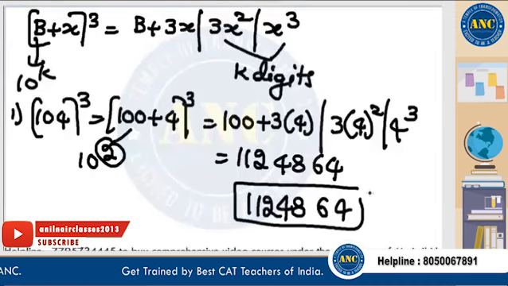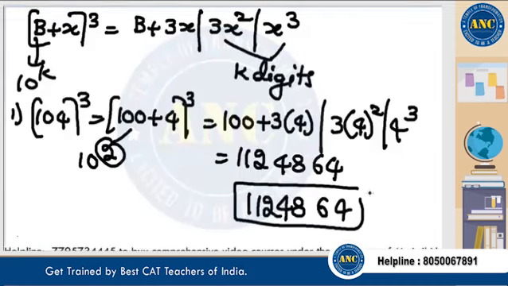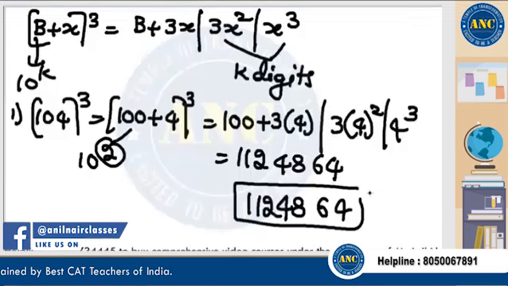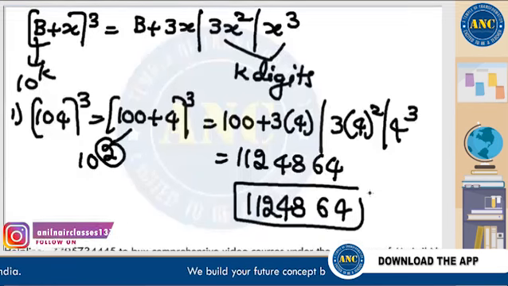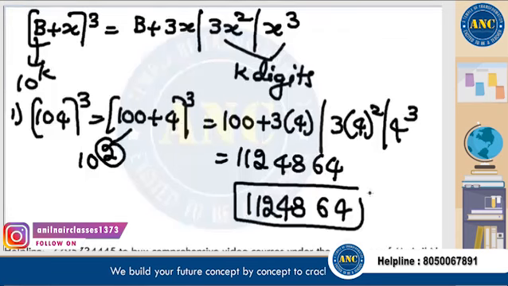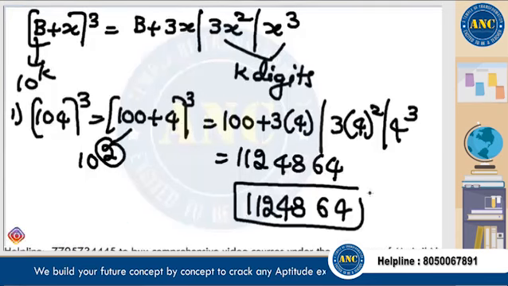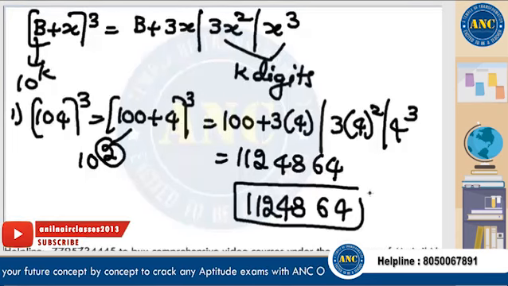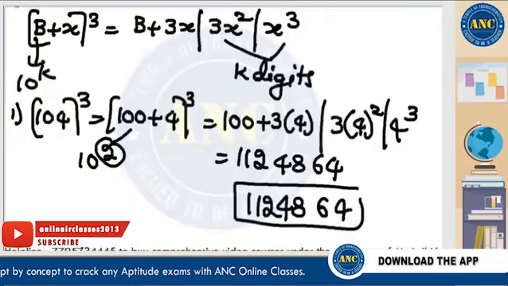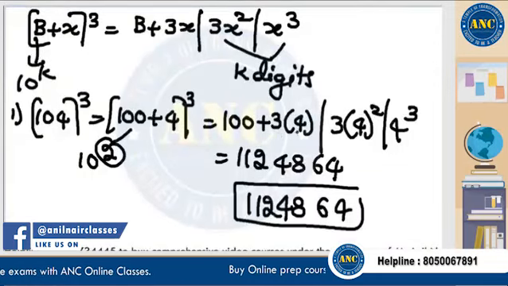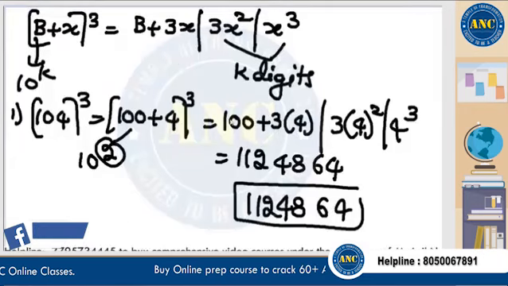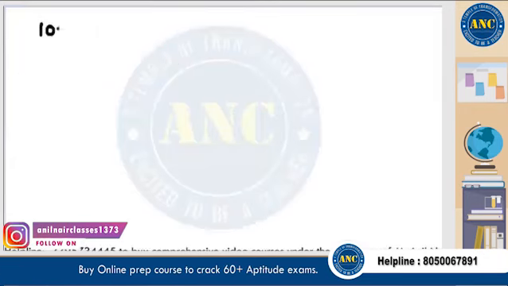1124864. 100 plus 4 whole cube: b, 3x, 3x square and x cube. 4 cube is 64, 48, 112. Last two places should have 2 digits. So 1124864. What is the next number given in the question?